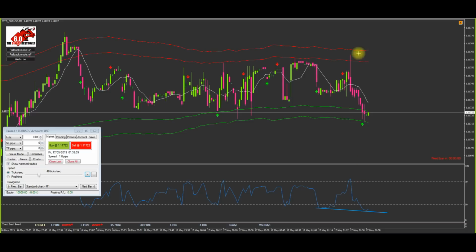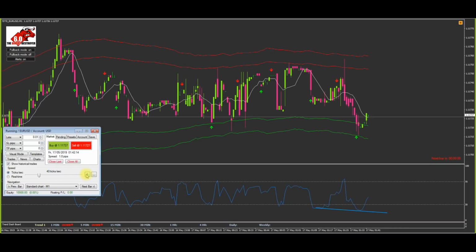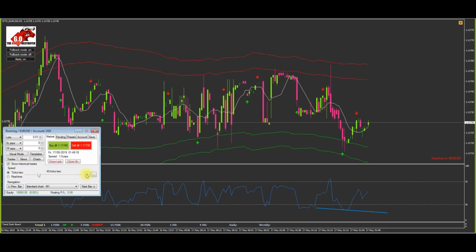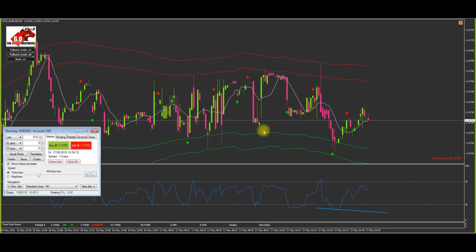The RSI confirms that, so I would not get into a trade here if this was real money. Okay, now we'll see what happens here. Remember, I'm taking 10-minute expiries, so yeah, that was my first winner.